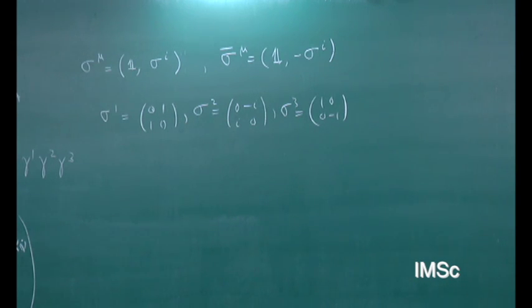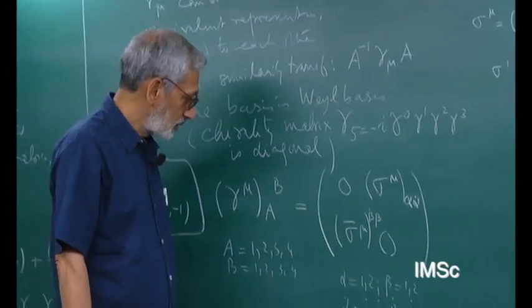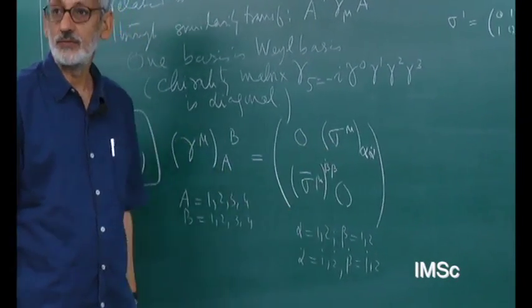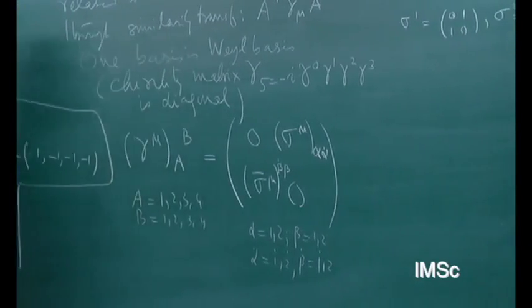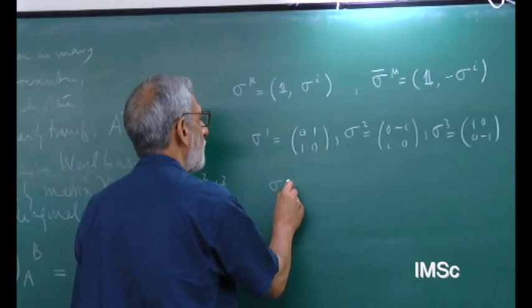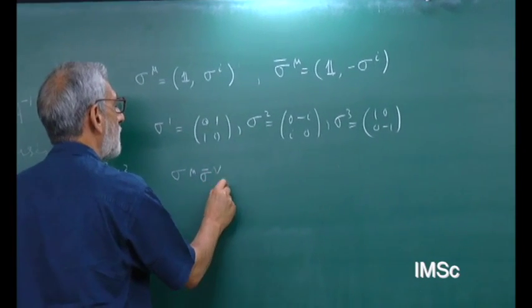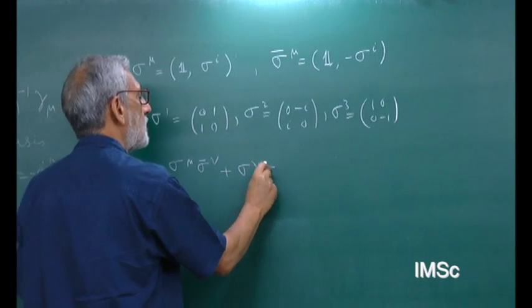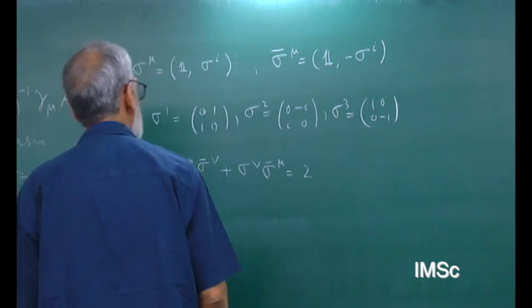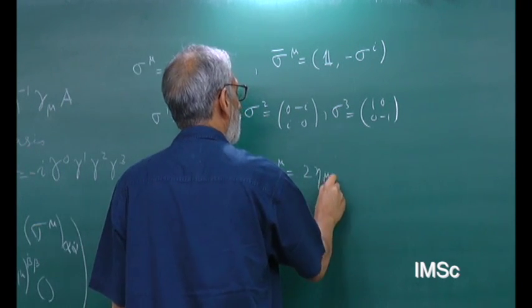Is that clear? Now, if I write my gamma matrix, which satisfies this Clifford algebra, in this particular way, then I can now ask the question, what is the algebra for the sigmas? So, this algebra then breaks into sigma mu sigma nu bar plus sigma nu sigma mu bar is twice eta mu nu.